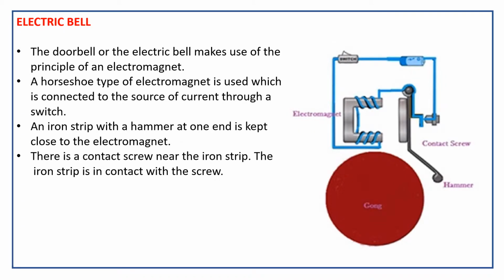Now we will understand the working of an electric bell. The doorbell or the electric bell makes use of the principle of an electromagnet. A horseshoe type of electromagnet is used, which is connected to the source of current through a switch. This is the switch and this is the source of current, a cell or a battery. An iron strip with a hammer at one end is kept close to the electromagnet. There is a contact screw near the iron strip. The iron strip is in contact with the screw.